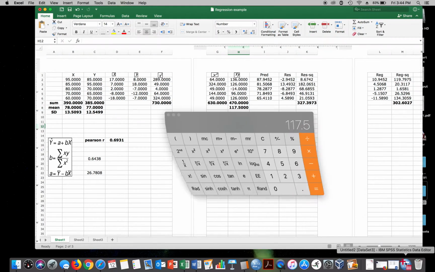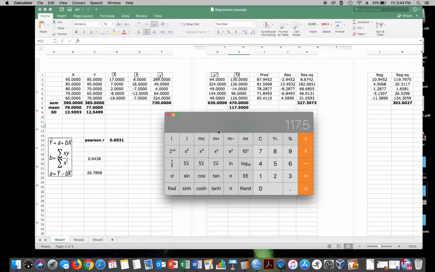Okay, now I can take this value here, and if I divide it by the multiplied values of each standard deviation, I get my Pearson R. So I divide this value here, this 470 divided by 4, so this 117.5, I divide it by 13.5093 times 12.5499, close my parentheses, and I get 0.6931 right there. So now I've got my Pearson R.